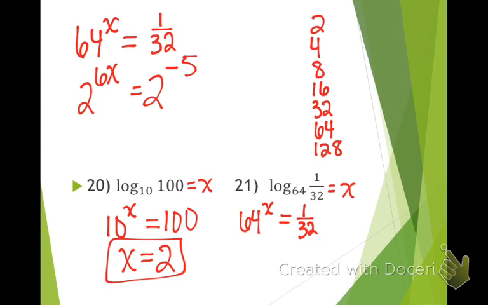Now I can use all of this to make a simple equation that I can solve for x. What's my simple equation? 6x equals -5. If these two sides are equal, the bases are already the same. Their exponents have to be equal as well. What do I do to solve for x? Divide by 6. x equals -5/6.